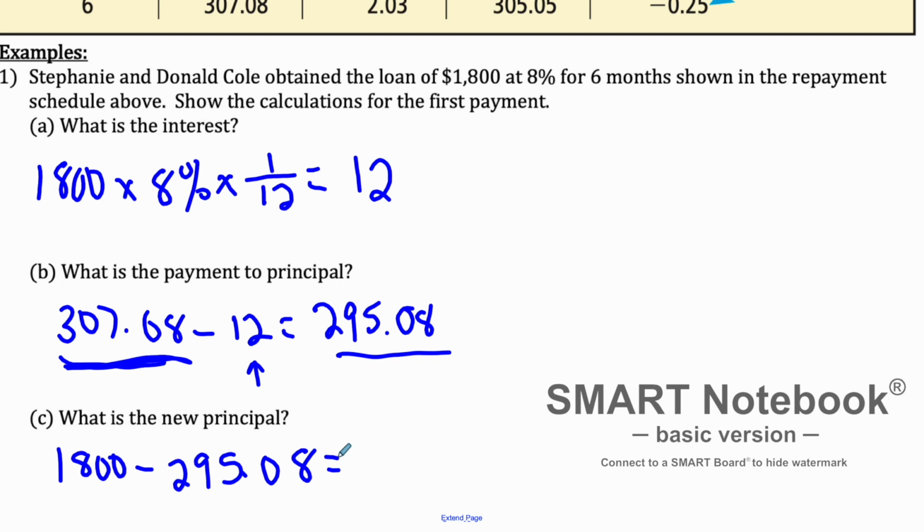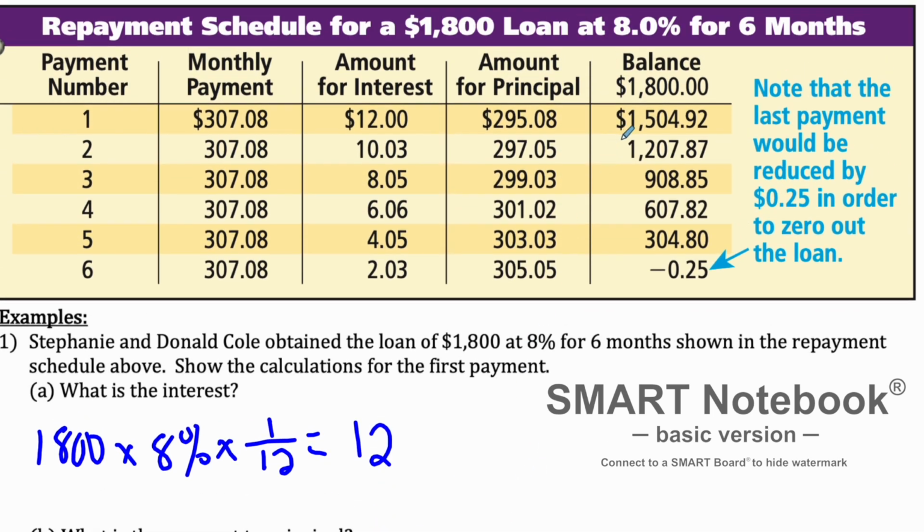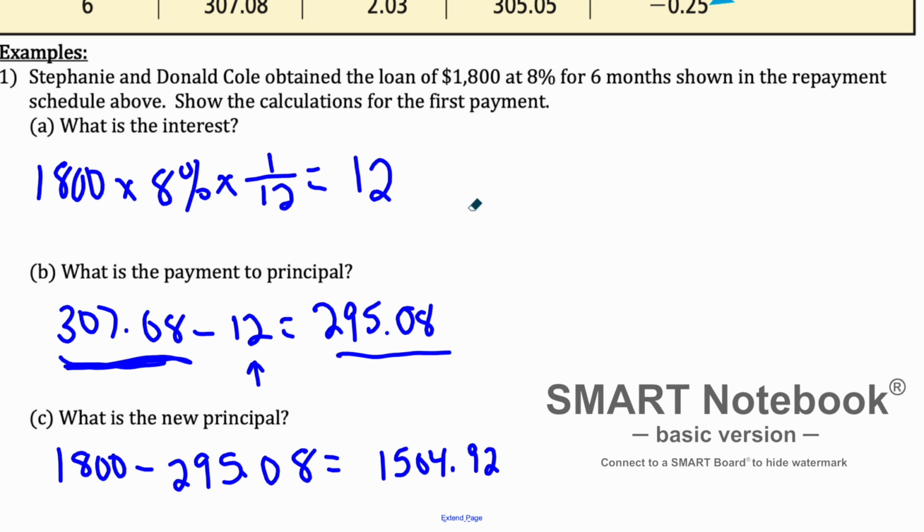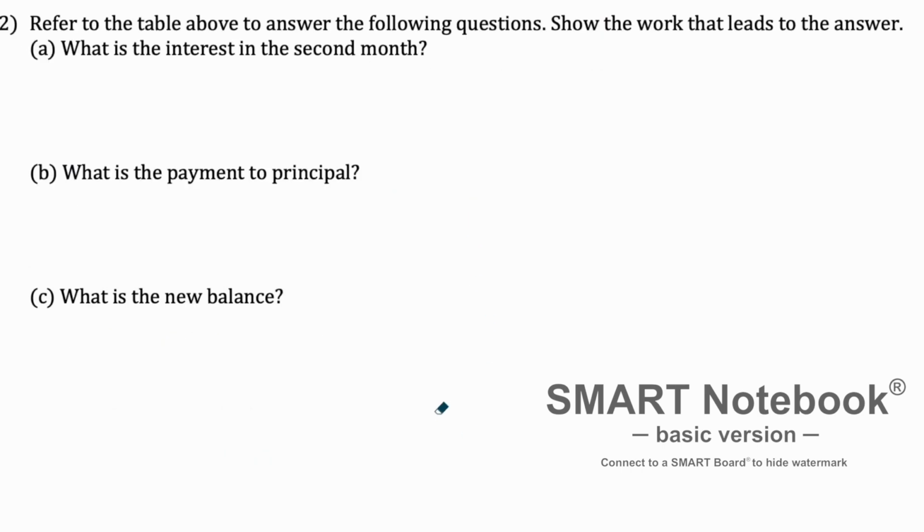So 1,800 minus 295.08 will give you 1504.92. So let's scroll up here. 1504.92, that's what they got also, so we know we did it correctly. So there's your new balance. I'm going to start with the 1504.92 in my next problem. I'm just going to jot it down off to the side here.